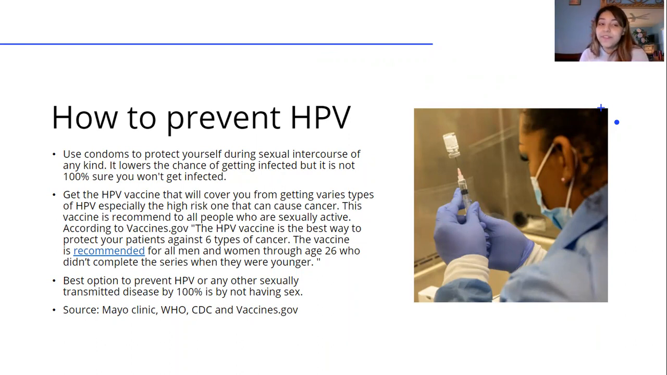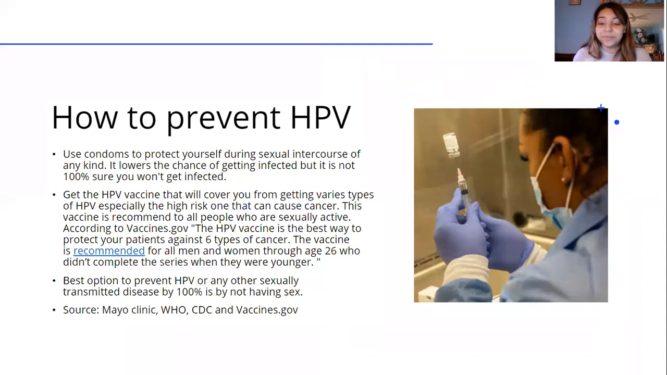Another way to prevent HPV is using condoms to protect yourself during sexual intercourse and any sexual contact you may have. It isn't 100% that you won't get HPV, but it is a good percentage that you won't if you use condoms. The best option to prevent HPV of all is not being sexually active. Like, don't have sex at all. That can help you not get HPV or any other STD that's found out there.